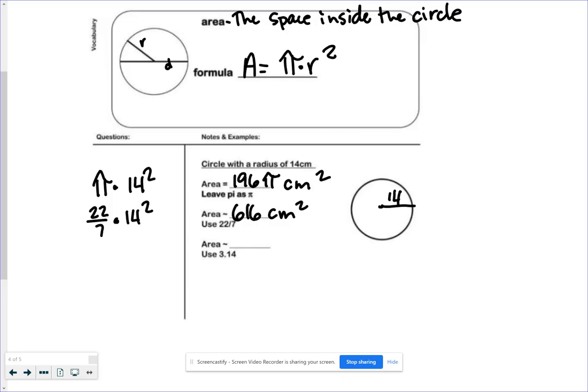All right, last one, use 3.14. 3.14 times 14 squared. I can get that, there we go. So 196 times 3.14, and we get 615.44 centimeters squared. So super close, but a little different. All right, moving on.